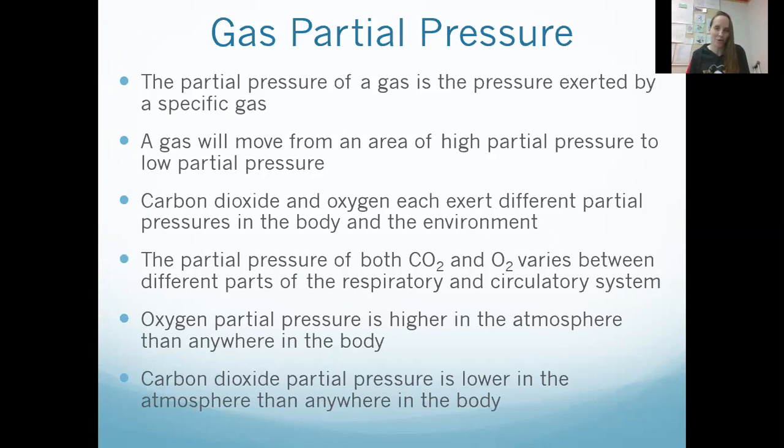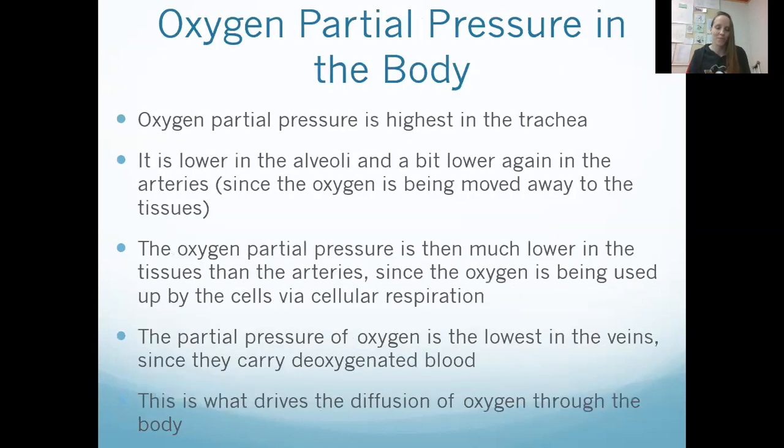And when you're looking at the partial pressure of a gas, you're only looking at one gas at a time. Gases will always move from high partial pressure to low partial pressure. So carbon dioxide and oxygen both exert completely different partial pressures in different parts of the body. Oxygen partial pressure is always highest in the atmosphere, while carbon dioxide partial pressure is always lowest in the atmosphere.